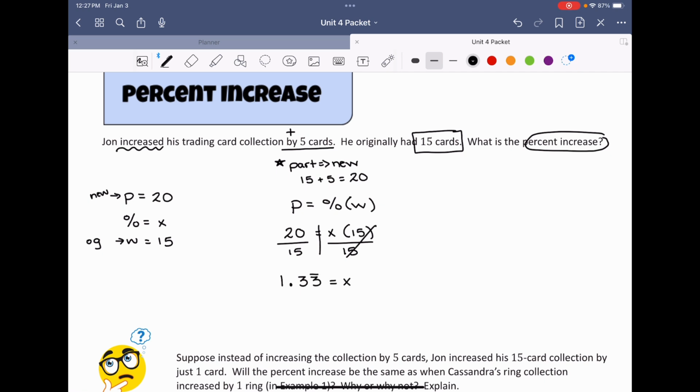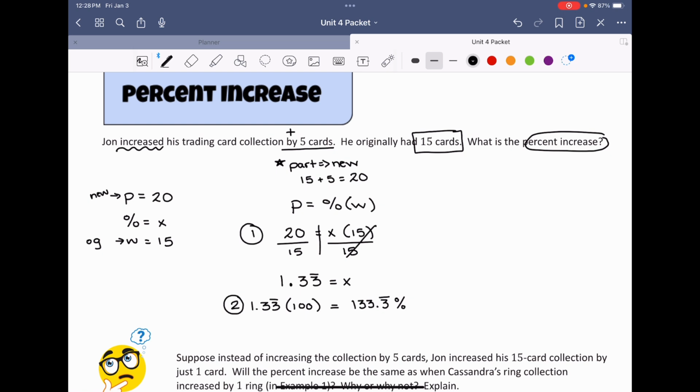Now, since we're finding percent increase, remember we have 2 more steps here. This is the first step. Second step, I'm going to change this to a percent. Now, we just have to be careful since it's a repeating decimal. When we change this to a percent, by multiplying by 100 or using the buttons in our calculator, when we write a repeating decimal as a percentage, we need to make sure we have the repeating sign after the decimal place. So it should look like that, 133.3 repeating.